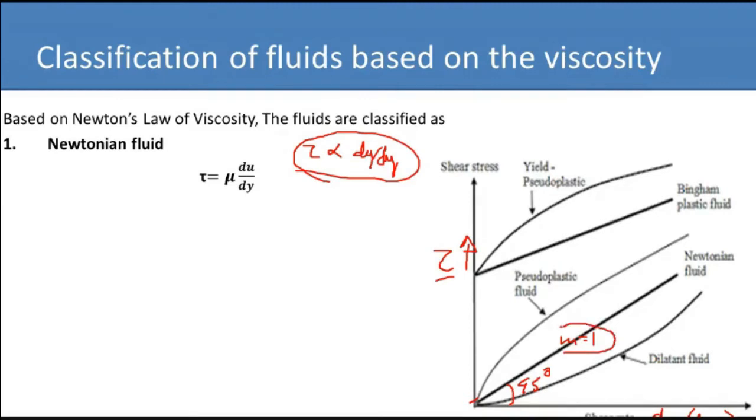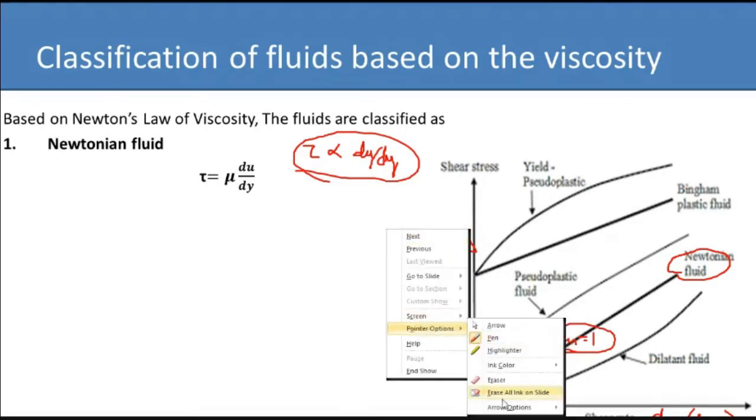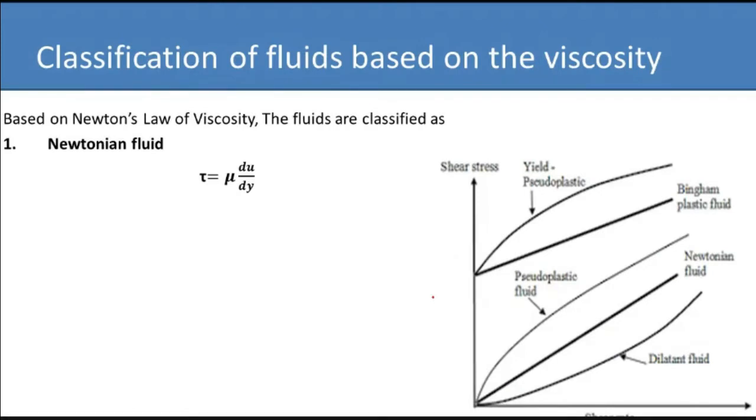Okay, so this type of fluid is called Newtonian fluid. On the graph it is represented by a straight line making an angle of 45 degrees, as you can see in this graph. What are the examples of Newtonian fluid? All the fluids such as glycerin, kerosene, diesel, petrol, air, water, alcohol, which you commonly use in day-to-day life, are nothing but Newtonian fluids.